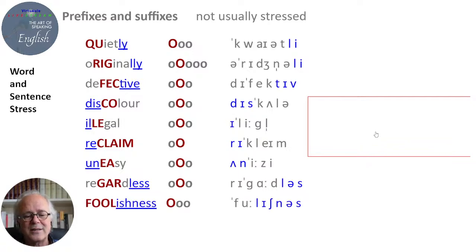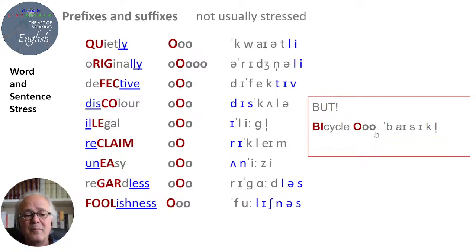Foolishness. Both suffixes, ish and ness, are not stressed. The main word is stressed, foolishness. And so these are some ideas. But remember that these are patterns. They're not rules, because we can also see in the word bicycle.